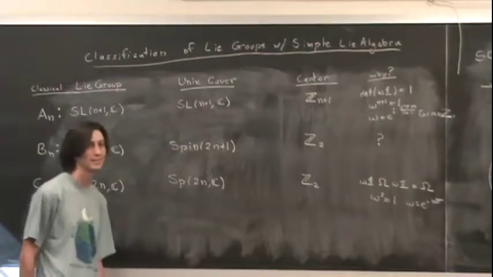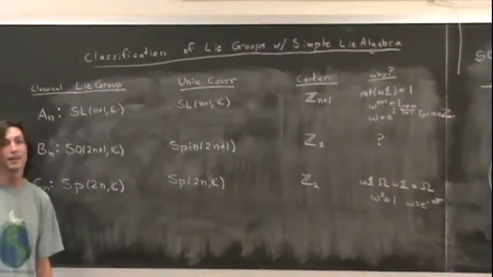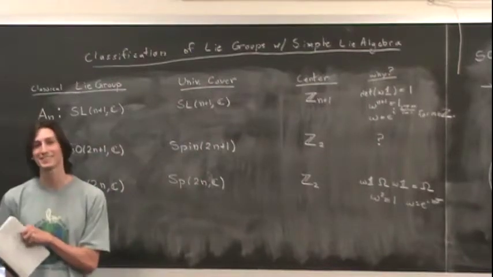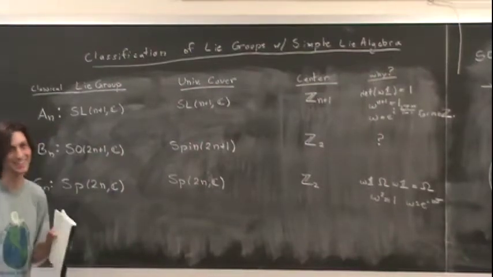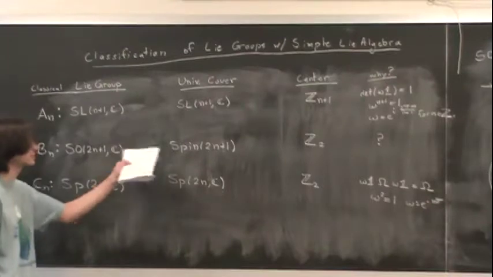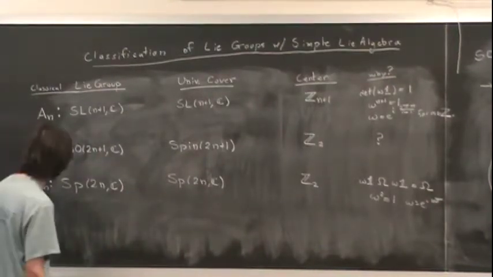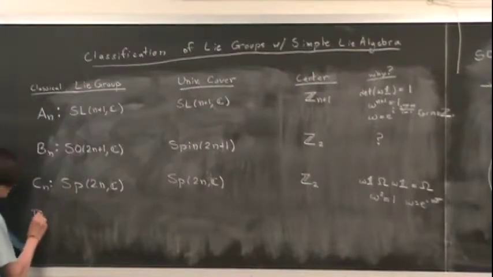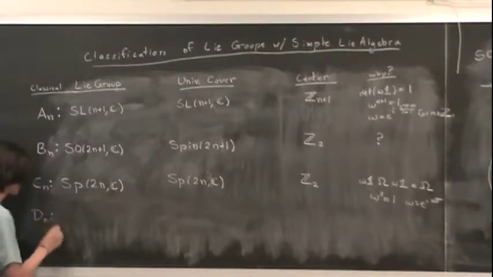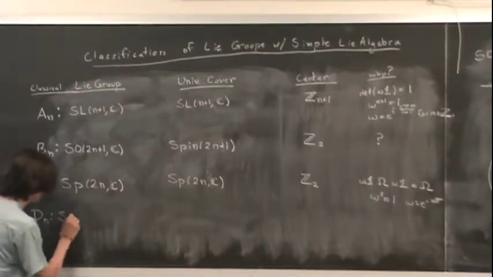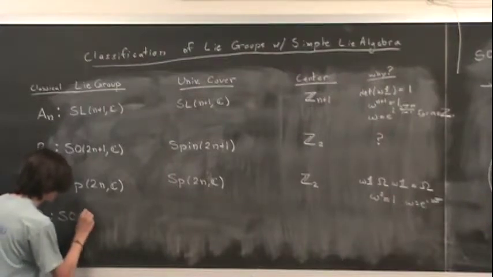What is the Spin(2n+1) group? I will get to that afterwards, I'll talk about that shortly. But just know that there is some group which turns out to be the universal cover of SO, called the spin group. And we'll see it again here in the case of Dn, which was SO(2n, C).